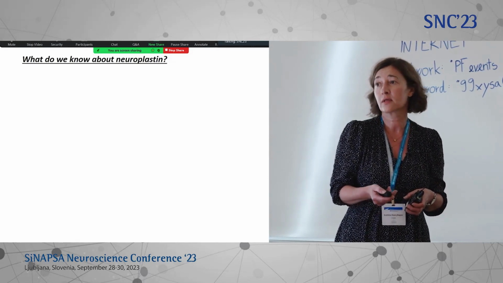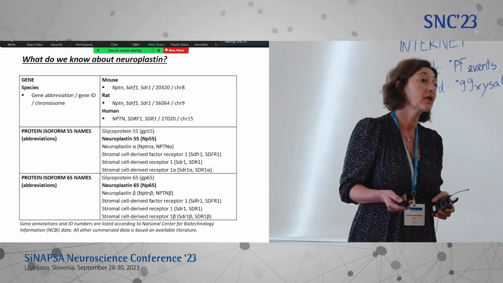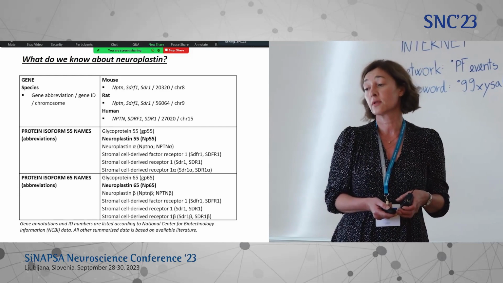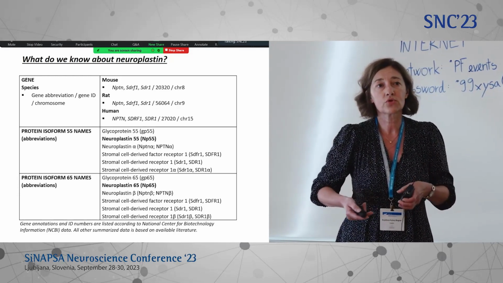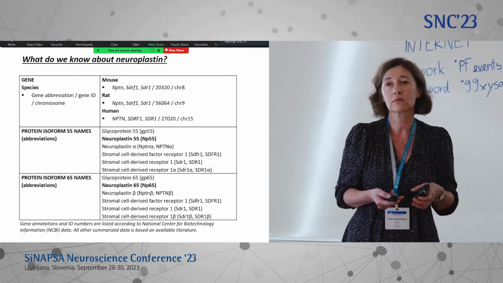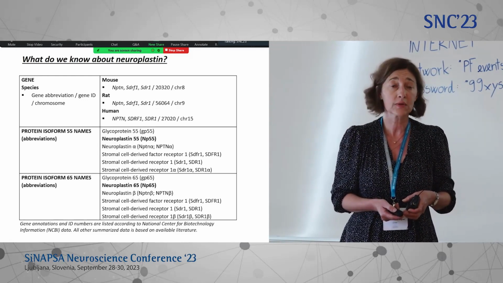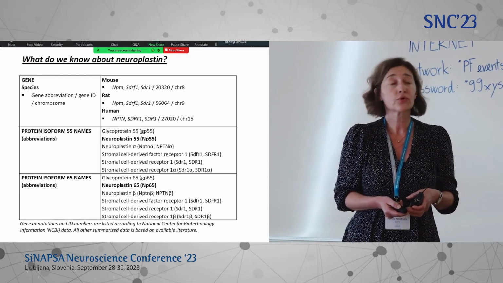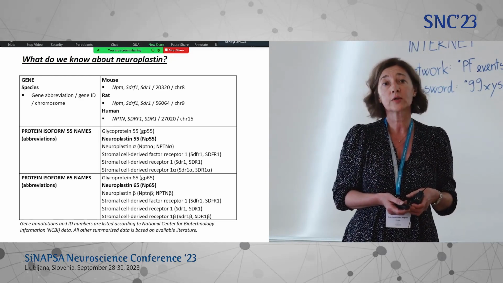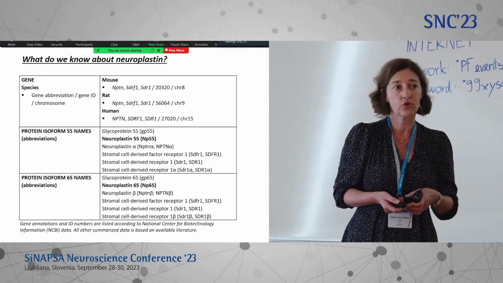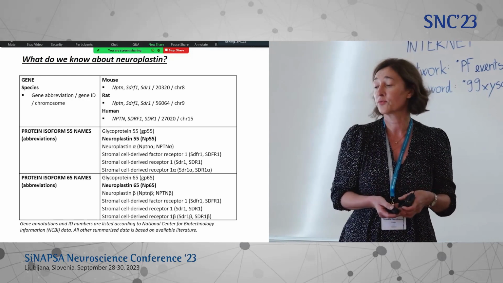So first we will start with the question: what do we know about neuroplastin? Probably the best thing would be to give some information about gene annotation and protein isoform annotations. We know, of course, on which chromosome the gene for neuroplastin is situated in different species. I put here the information about mouse, rat, and humans. What is also important to note is that we have two isoforms which are the products of that single gene, and those two isoforms are differentially expressed in different kinds of tissues.